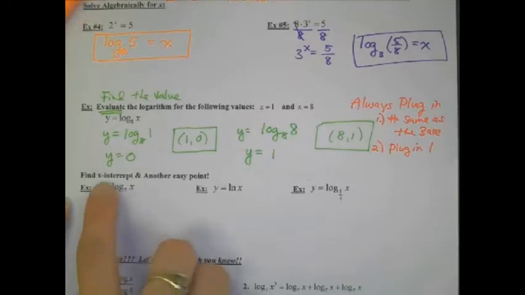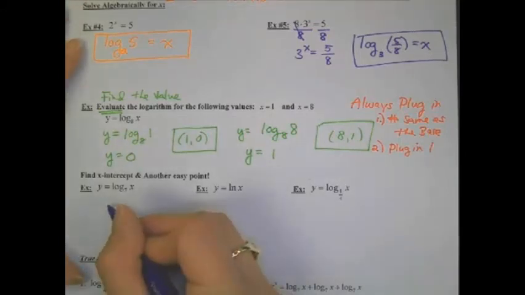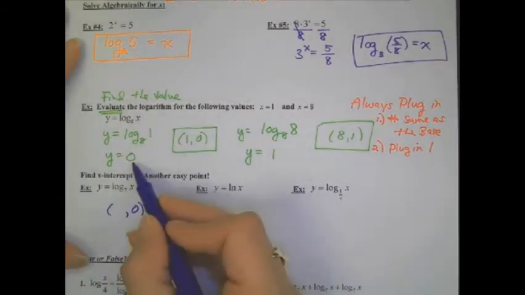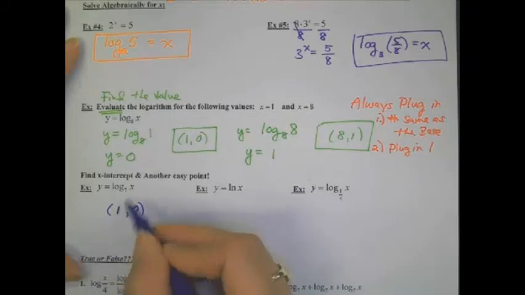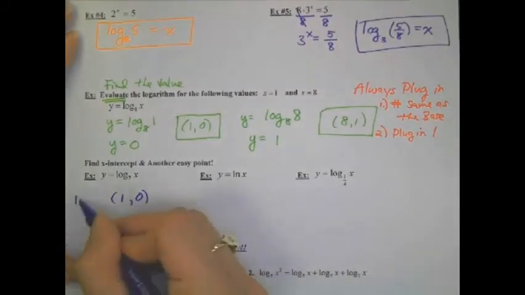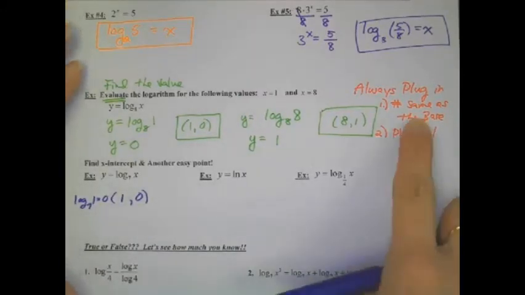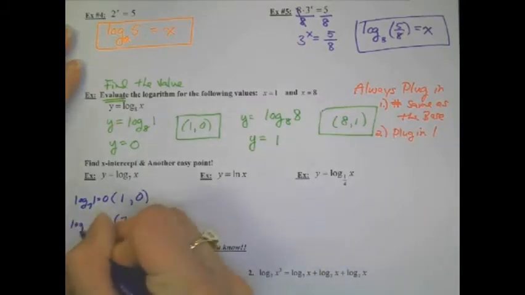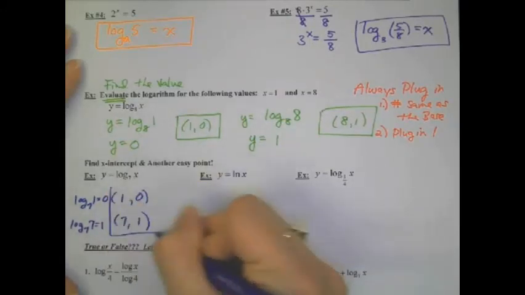We have to find the x-intercept and another easy point. An x-intercept is when you have the y value as 0. How am I going to make a 0? If you plug in 1, you'll get a 0. Do you need to see that? Log base 7 of 1 makes a 0. Always plug in 1. The other number I want you to plug in is the same as the base. I want you to plug in the number 7. What's log base 7 of 7? Well, that just makes 1. There we go. We found 2 points.